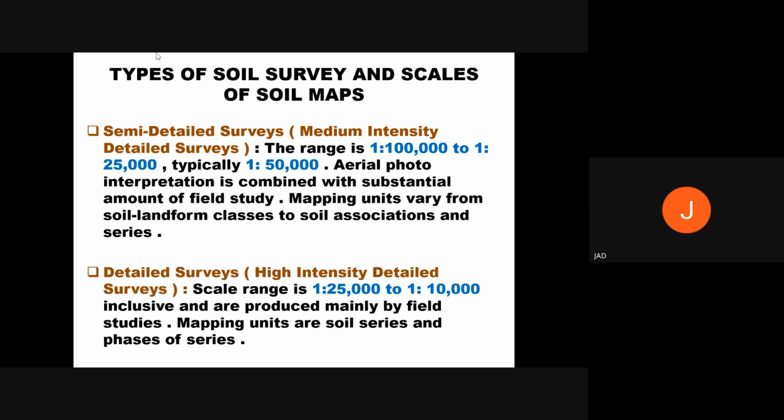So as we look at the skills, they define the kind of surveys that we conduct on the ground. So we have semi-detailed survey, detailed survey, and all is based on what? The skills that we have. So please take note of the skills.